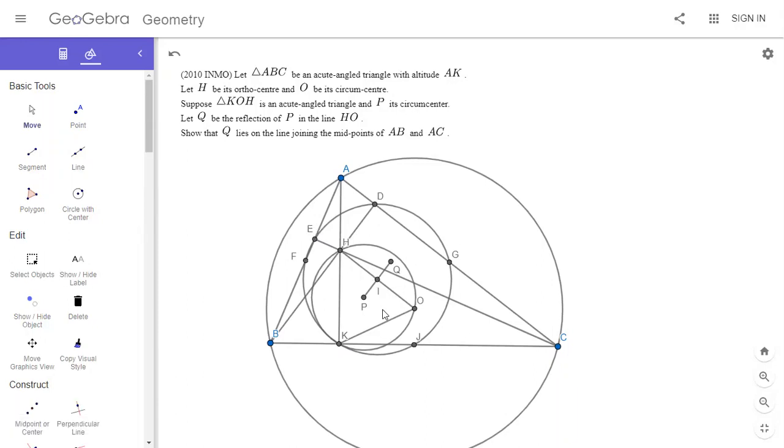I wonder. Thinking how to do this. So how do we use that P is the circumcenter of HOK? We use that P is on the perpendicular bisector of OH. We need to use another fact about P. You could use that it's on the perpendicular bisector of HK. I feel like that would be helpful.